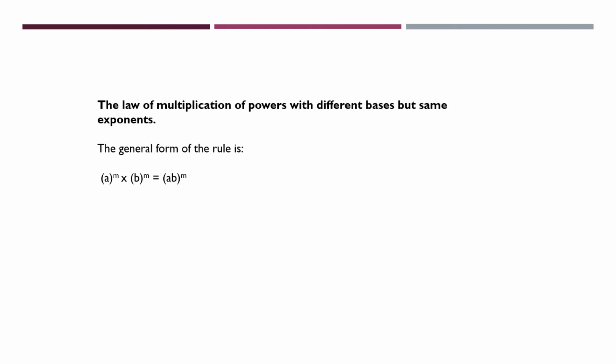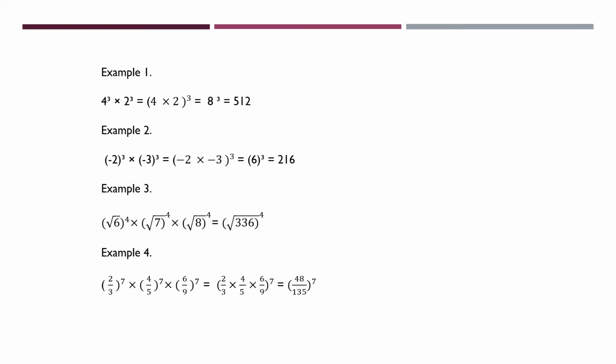The law of multiplication of powers with different base but same exponents. a^m × b^m = (ab)^m. We will consider some examples. 4^3 × 2^3. Here the bases are 4 and 2 which are different. So we will multiply the bases. Then the answer will be 8^3.